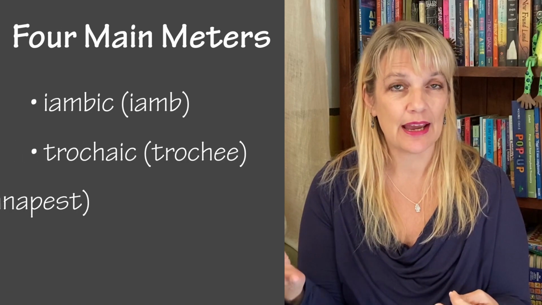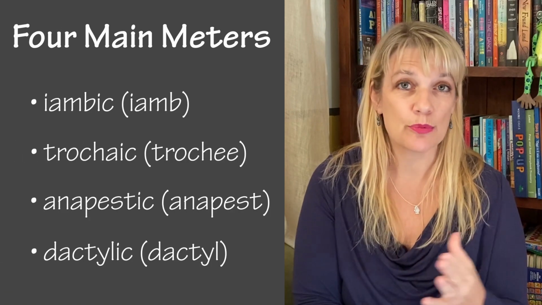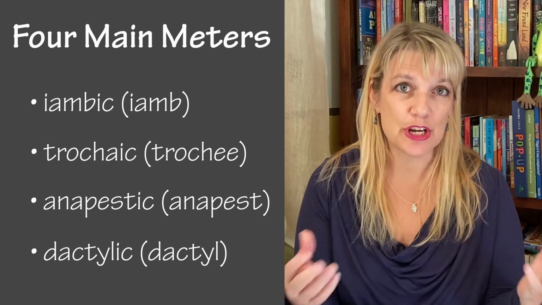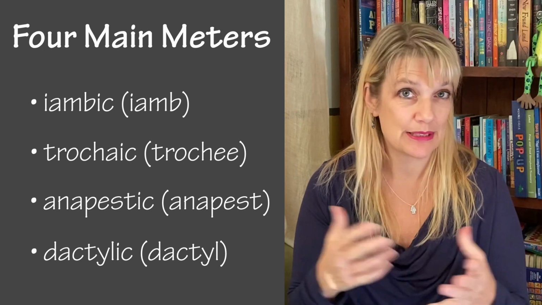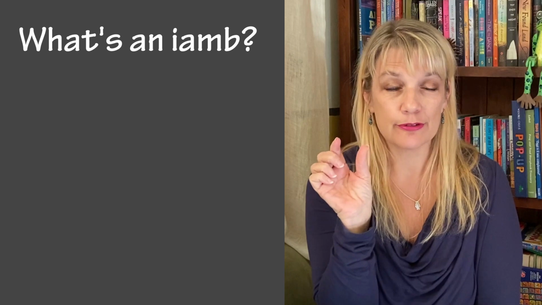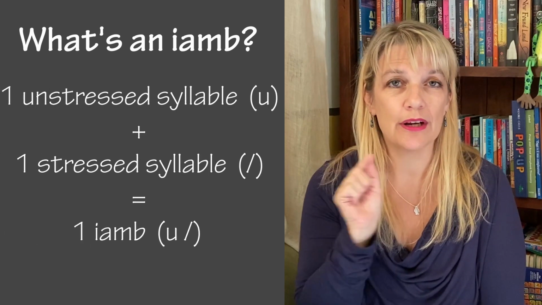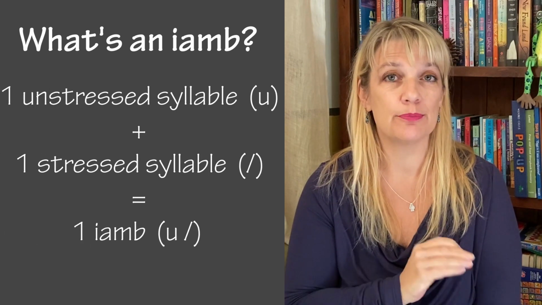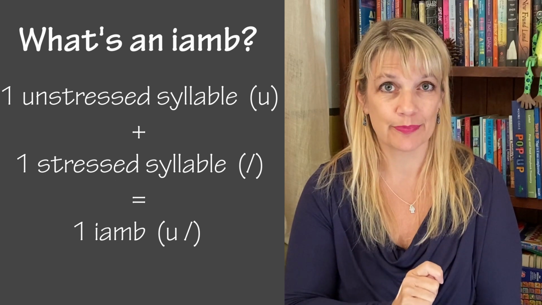So today I am taking a closer look at iambic meter and its variations. There are four main meters: iambic, trochaic, anapestic, and dactylic. Iambic is the one we all learned in high school because Shakespeare wrote in iambic pentameter. So what exactly is an iamb? It is simply a unit of verse that consists of one unstressed syllable followed by a stressed syllable.